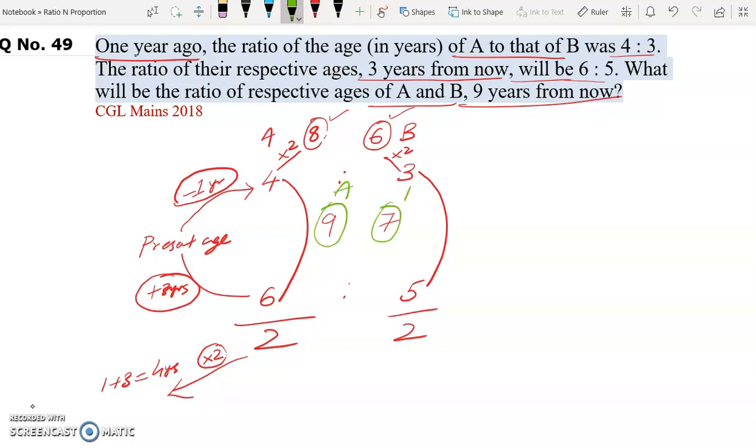So this is A and this is B. Now in the question we need to find the ratio of their respective ages 9 years from now. So 9 years from now will be plus 9 and this will be plus 9. So 9 plus 9 will give us 18. 7 plus 9 will give us 16. So if we divide by 2, 2 into 9 and 2 into 8. So the ratio of their ages after 9 years will be 9:8, and this is our answer.